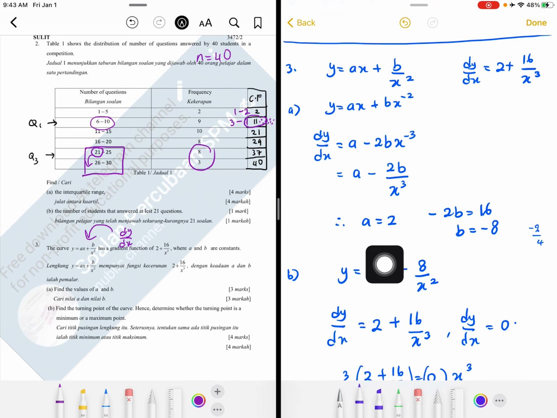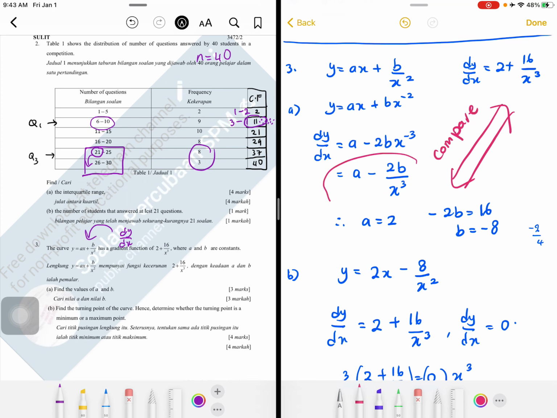That is the thing that you have to understand. Okay, take this equation of the curve, you differentiate yourself, and then what you do is you compare. You have to compare with the one that given to you just now. Compare. Comparekan yang ini dengan this one. This is actually the same. Where the question said that it's a gradient function, it's actually dy over dx. So you compare, then you'll get your a is equals to 2 and your b is equals to -8.